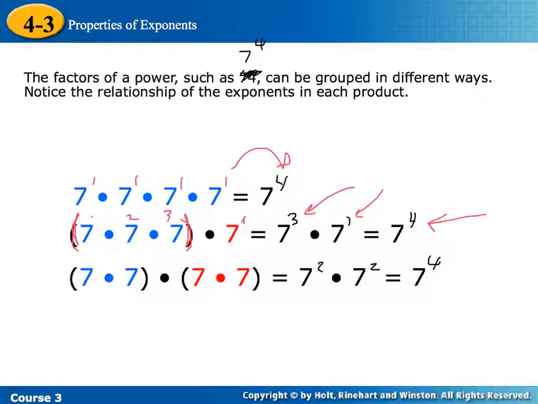Next one. All of these, again, have 7 to the first here. But on this one, we have 7 to the second times 7 to the second. What happened to my exponents? 2 and 2 to get 4. I added them together. There is a definite pattern here.